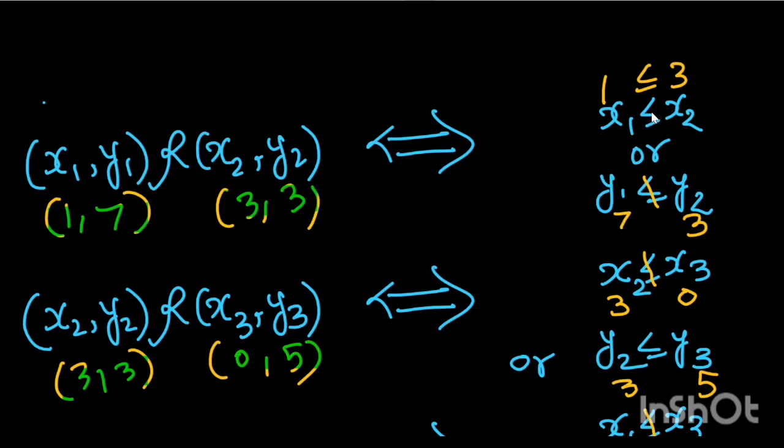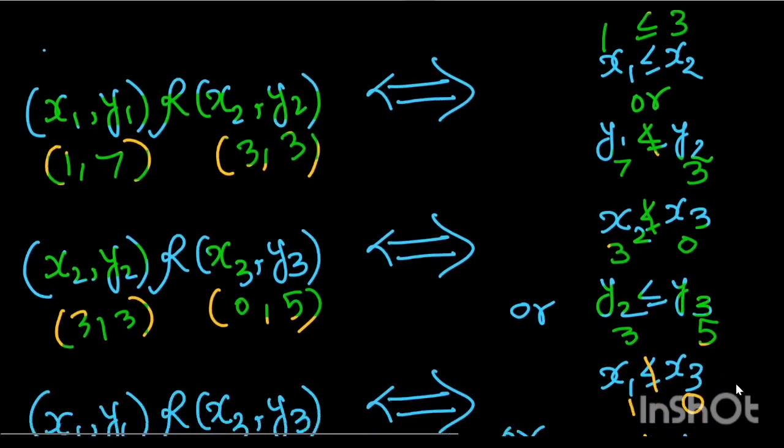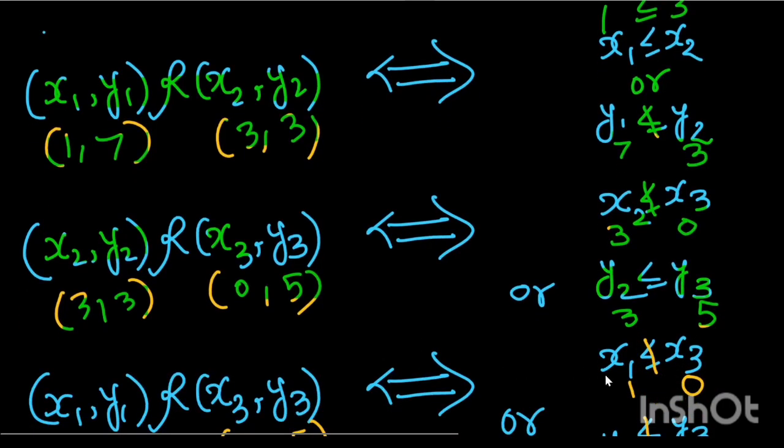As you can see, in the first, x1 y1 and x2 y2, 1 less than equal to 3 is true. However, 7 is not less than equal to 3. So the first is true, and the whole thing is true, because at least one is enough, as "or" is given. Now similarly, we check x2 y2 and x3 y3. 3 and 0, so they are not less than equal to, so this is wrong. But if you take y2 and y3 as 3 and 5, this is again correct. So these two we have taken.